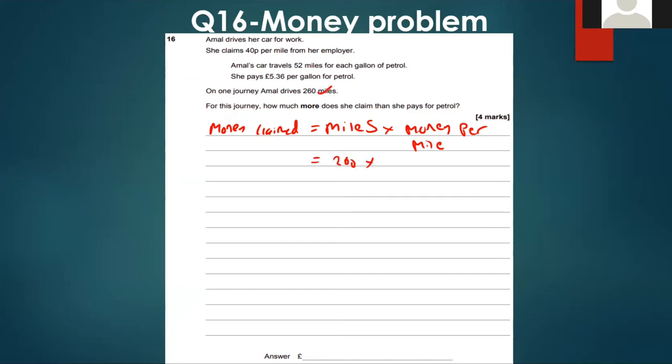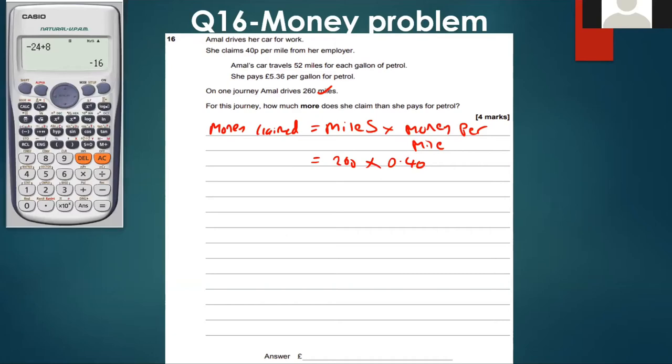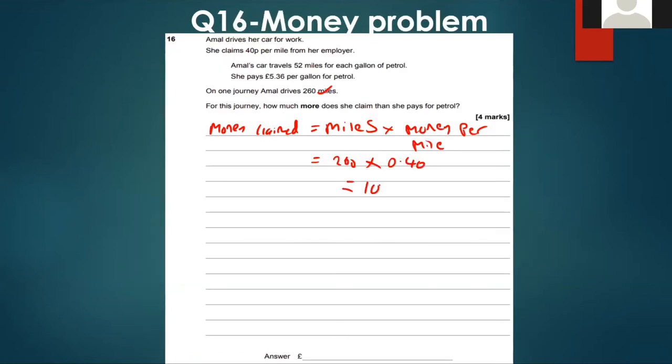Well, the money per mile, okay, is going to be 52 miles for each gallon of petrol, okay? But actually it says that she claims 40p per mile from her employer, okay? So if she's claiming 40p per mile, that's 0.40. So it's going to be 260 times by 0.40. If I do that in my calculator, that gives me an answer of £104. So I know that £104 is how much money is claimed from her employer. Okay, so I know that that has to be 104, which is the money claim.